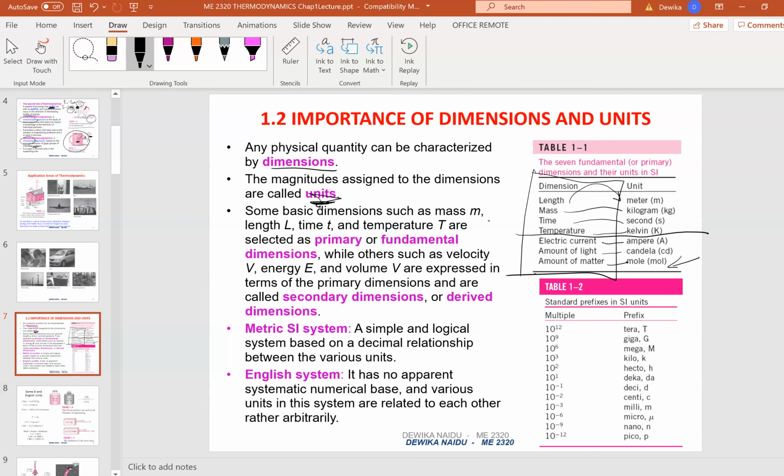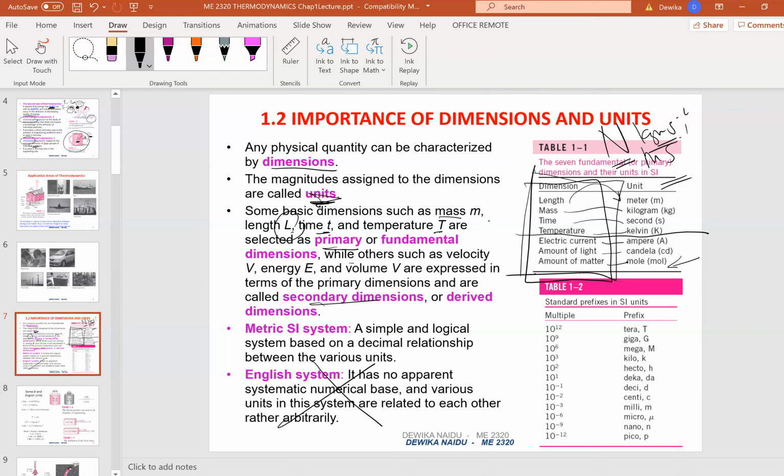Some basic dimensions, such as mass m, length L, time t and temperature T, are selected as primary. They are fundamental dimensions. While velocity and energy are secondary, which means they are derived dimensions. Anything that is a combination, like m s^-1, is secondary, derived. Newton is also derived. Newton comes from kilogram meter second^-2, right? So it's derived.